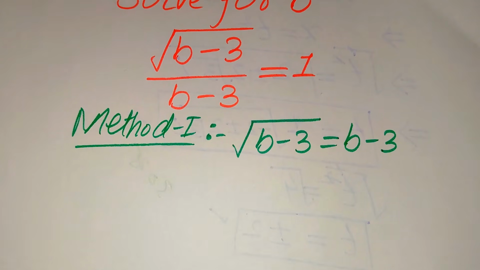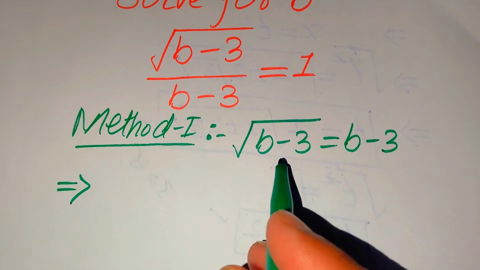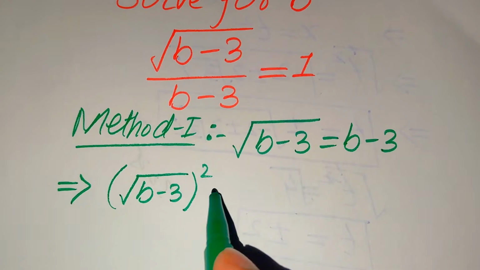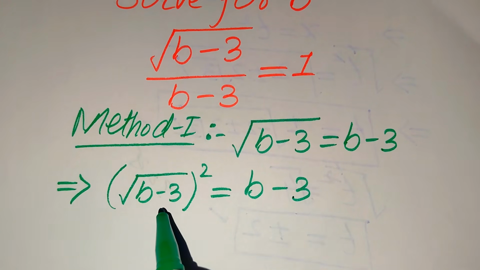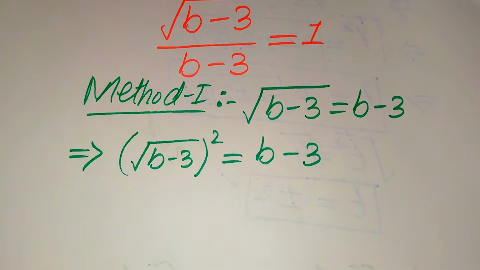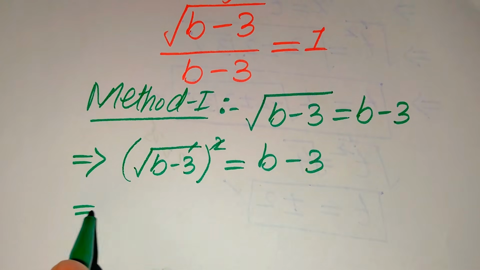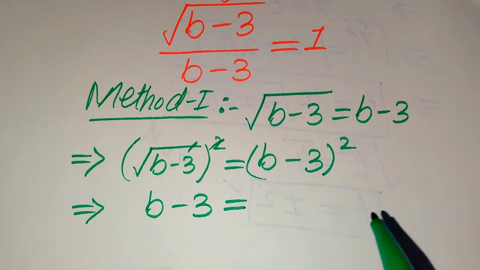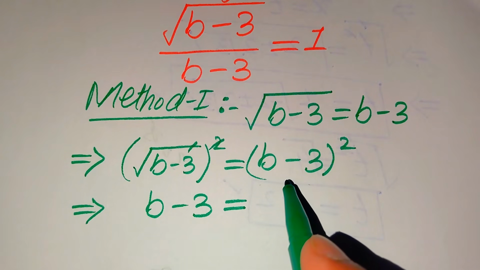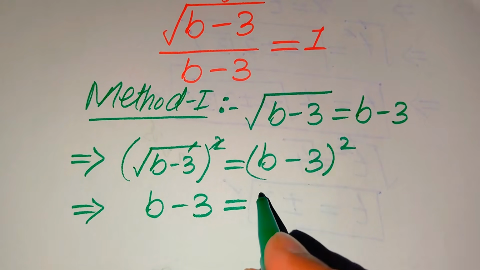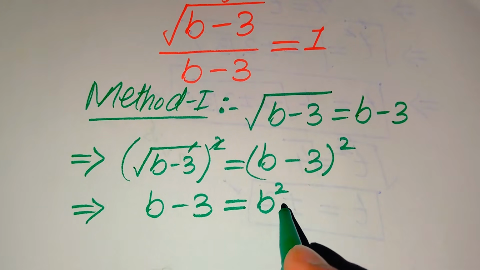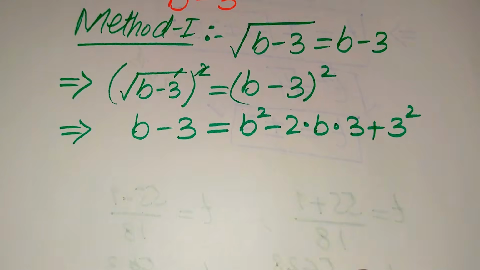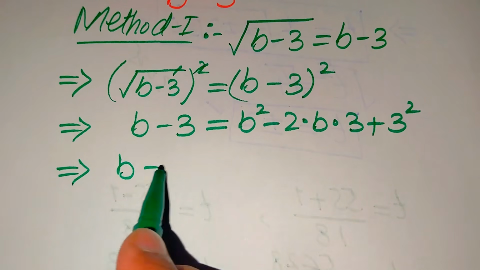Further, in the next step, we need to remove the square root sign from the left hand side, and for this we apply squaring on both sides. It will be written as the square root of b minus 3, whole squared, equals b minus 3, whole squared. The square and the square root cancel, and we get b minus 3 on the left. On the right hand side we use the algebraic formula you know: b minus 3 whole squared becomes b squared minus 2 times b times 3 plus 3 squared.